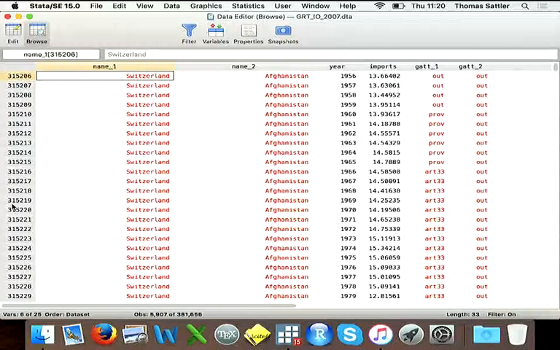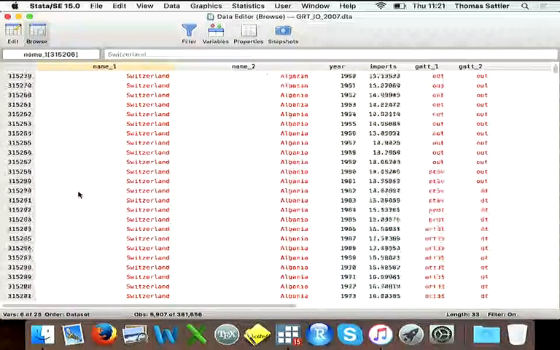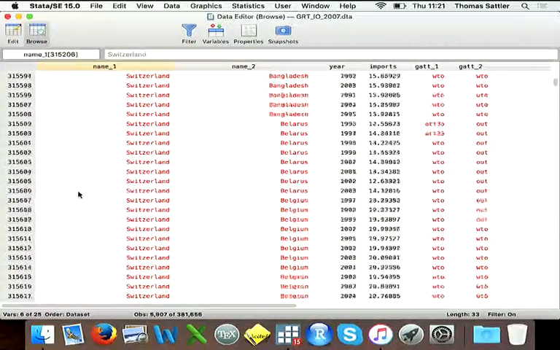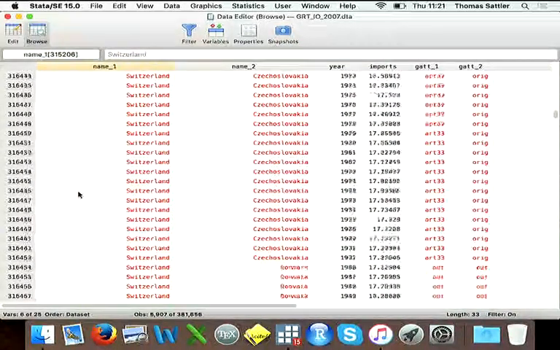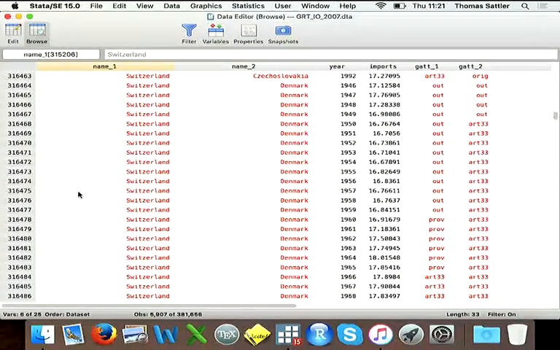So as I said, in this row you have Switzerland, and the second country is Afghanistan in 1956, and imports are about 13 million. And then this is the same in 1957, in 1958, in 1959, and so on. And we've got this for all the countries for which you can get data. So let's take Switzerland. So this is Switzerland, Czech Republic, Switzerland, and Denmark from 1946, 47. And again, the numbers.